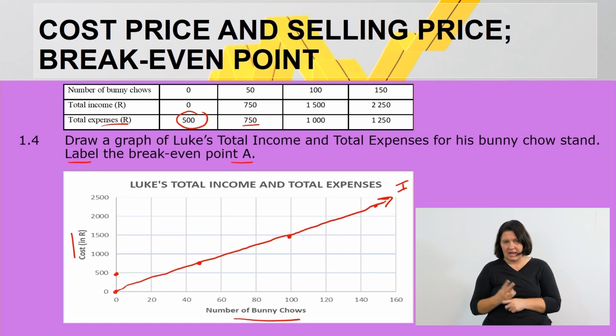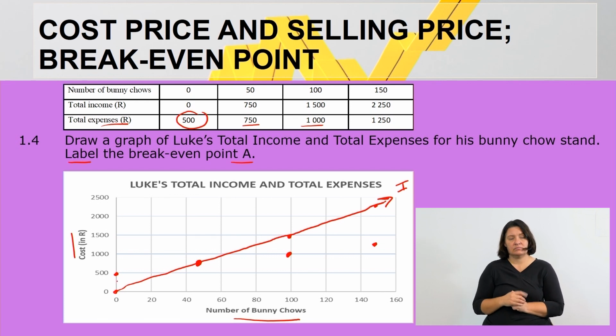So let's find 50 again. There's 50, and I plot the point there of 750 Rand. Then, if I move on to 100 of these bunny chows, his expense now will be 1,000 Rand. So let's find 100. There's 100. And then we have to find 1,000. So there we go. That will be 1,000 Rand. And lastly, if he sells 150 bunny chows, more or less in the middle, our expense will be 1,250. So that will be around about there.